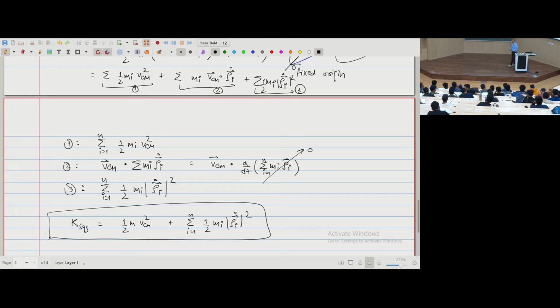In the work energy theorem, if we apply it to a system of n particles, this is how we write the kinetic energy. Term 1 is the kinetic energy because of the motion of the system as a whole.